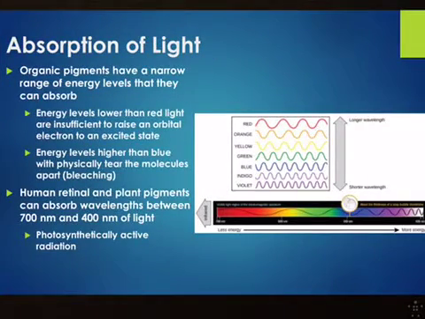So, everything has pigments, really, which have the ability to absorb light. We are going to be focusing on organic pigments because we're dealing with plants and plants are organic. They have a narrow range of energy levels that they can absorb. That means they don't absorb the whole spectrum of energy. The energy levels lower than red light are not sufficient and they don't have enough energy to raise an orbital electron to an excited state.